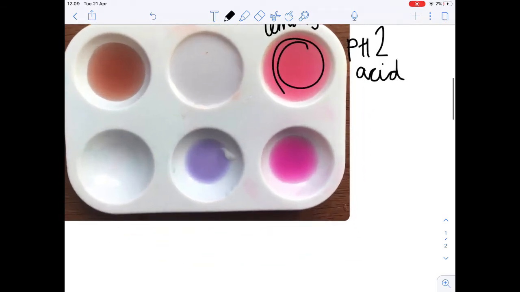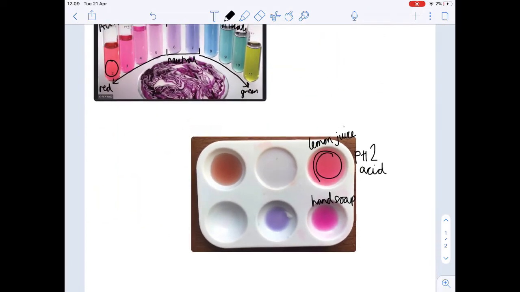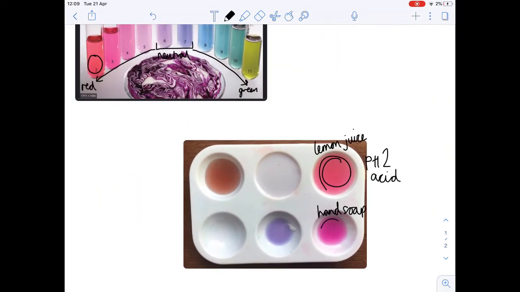Then we look down here and we have our hand soap. Our hand soap, I'm a little bit surprised to be honest, because hand soap should be there to neutralise things. And this colour is very similar to this colour, which is pH 3. This is telling me my hand soap is an acid. Now I wasn't expecting that, so I might retest it to check that my method was correct, or I might then assume that the hand soap is no longer working as it should, and I might try and avoid that.